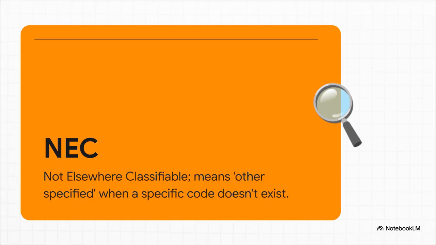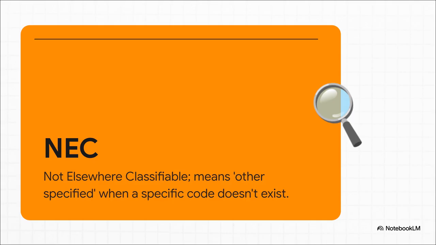Next up, let's look at how these pros handle the inevitable gaps between cutting-edge medical science and the printed codebook. Because what happens when a physician is incredibly detailed, documenting a super specific, maybe rare variation of a disease, but the codebook just hasn't quite caught up yet? Well, the coder relies on the NEC convention. That stands for Not Elsewhere Classifiable. This essentially translates to Other Specified.